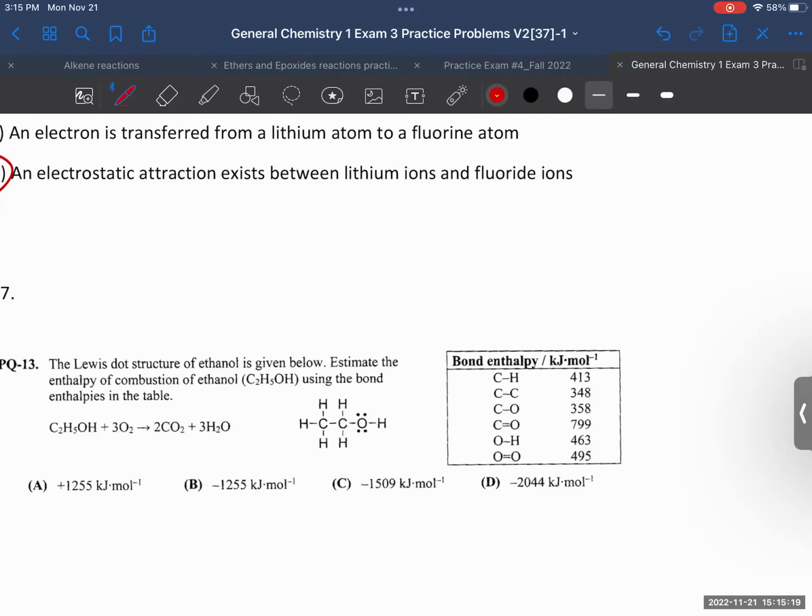Bonds broken minus... wait, your product bond broken, it's reactants minus products. Really? Okay, well, I have it backwards. As long as you make the mistake now, that's fine.